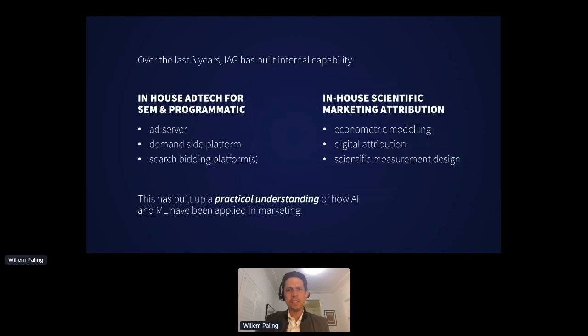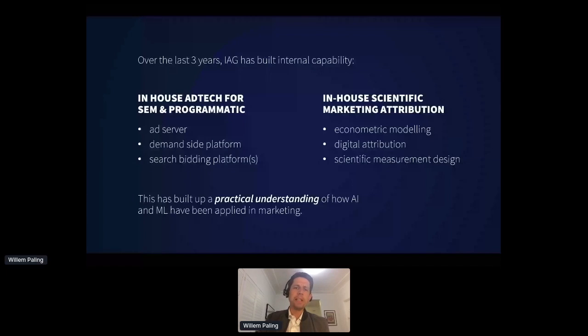Over the last 3 years, IAG has built some internal capability in marketing. They've built in-house ad tech for search and programmatic, which is buying digital ads, and an in-house scientific approach to marketing attribution, which is forming a view on what marketing caused sales to happen. This has built up a practical understanding of how AI and machine learning have been applied in marketing.